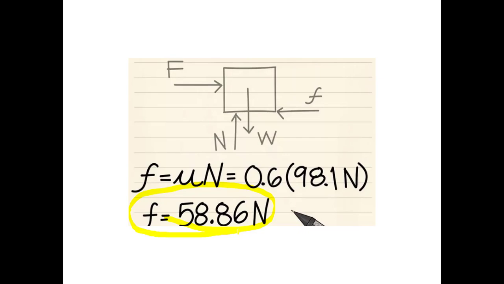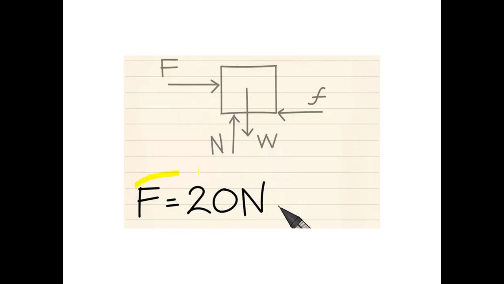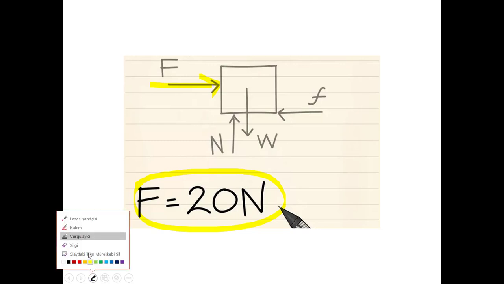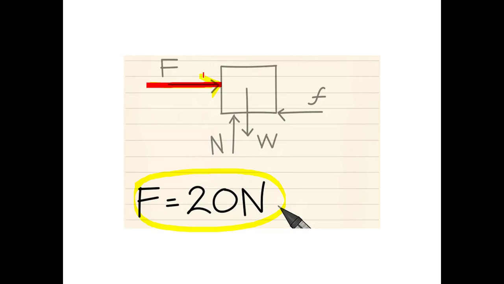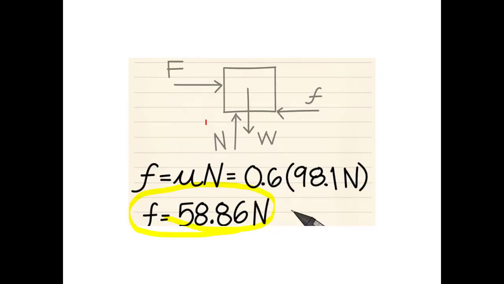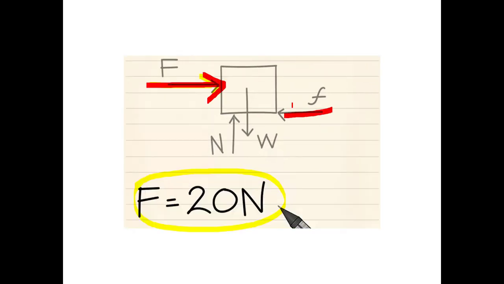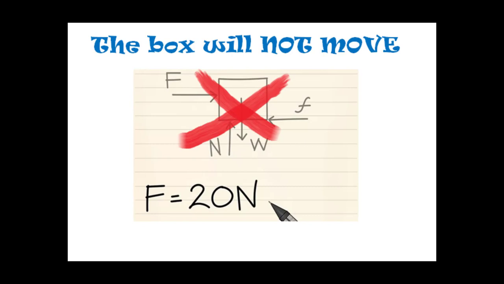So the friction force is 58.86 Newton. What was the man's pushing force? It was 20 Newton. But this much, 58.86, is resisting. That means that this one is bigger and this is smaller. So the box will not move. The answer to the question is: the box will not move.